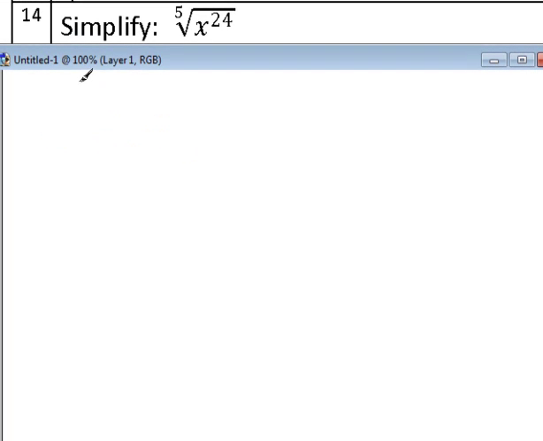In number 14, we're simplifying the 5th root of x to the 24. Now this is not a perfect 5th power because 24 can't be divided by 5 evenly. So we're just going to factor that. The largest number that's less than 24 that can be divided by 5 is 20. So we'll factor that as x to the 20th times x to the 4th.